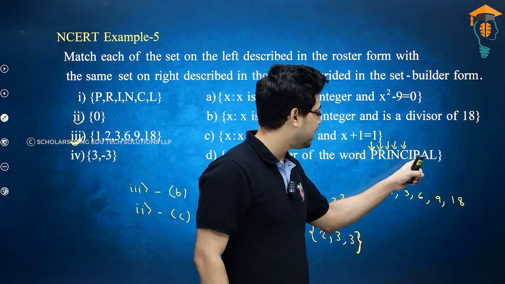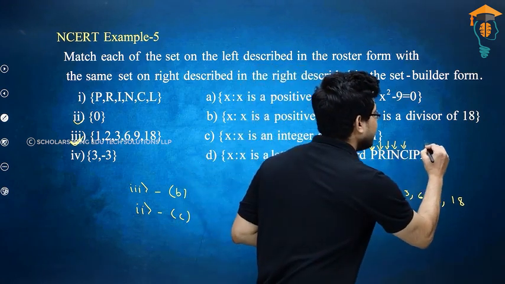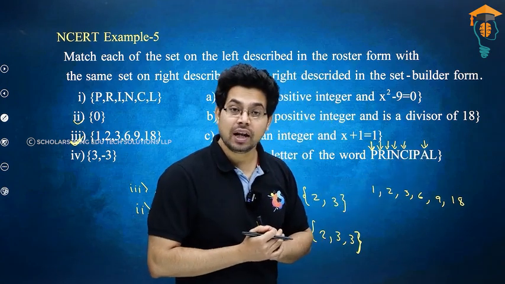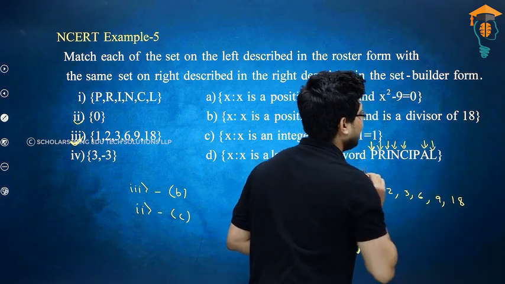Now here we have A. Have we taken care of A already? No, sir. So now we need to take care of A. Now here we have L. Have we taken care of L already? No, sir. So let's put an arrow on top of L.